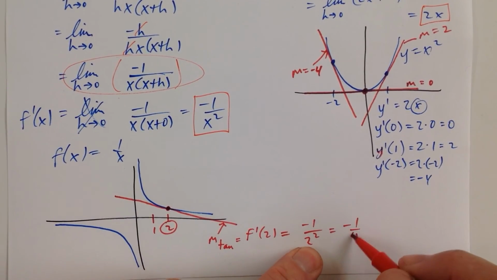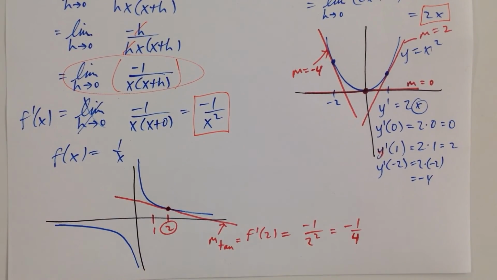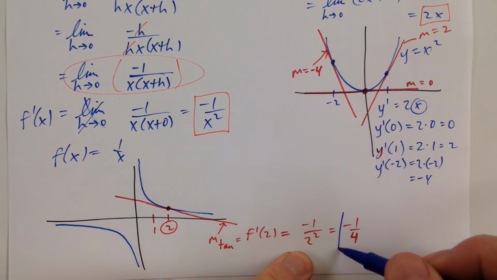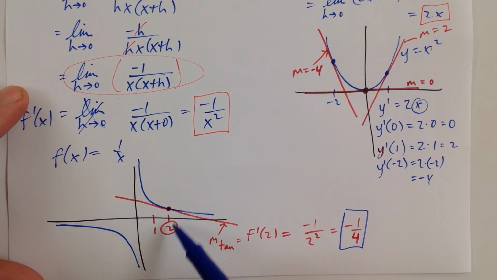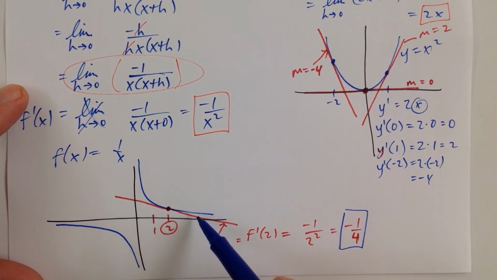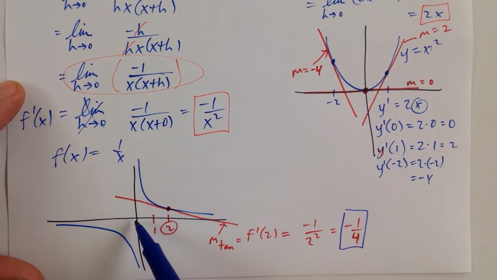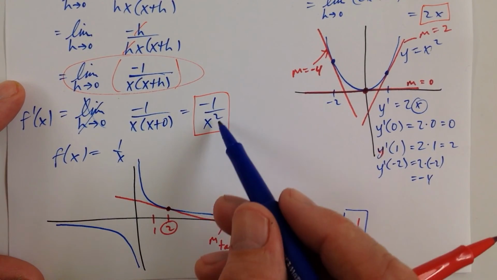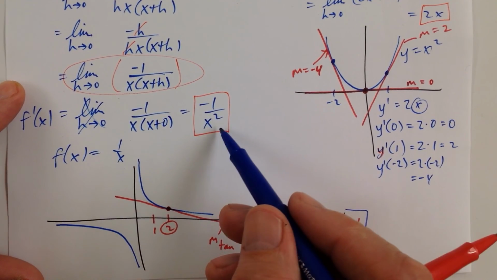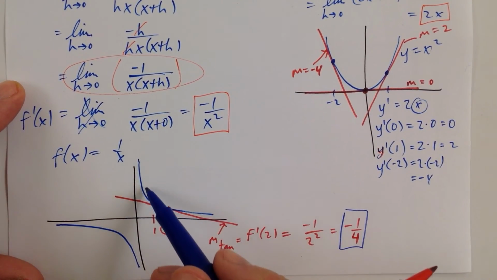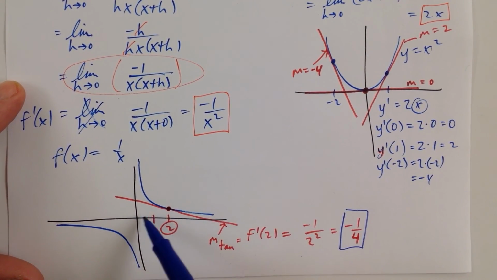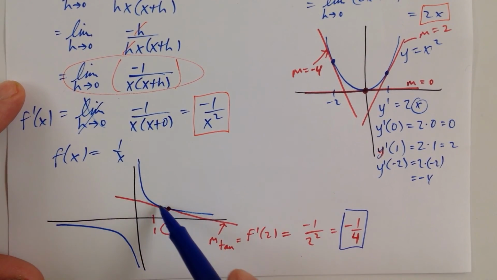So you get negative 1 over 4, and that's our slope of the tangent line when x is equal to 2. Okay, you can see that anywhere to the right of 0, as long as x is positive, the denominator is going to be positive, and you're going to get a negative slope. So everywhere along this curve, as x is positive, you get a negative slope of the tangent line. That's going to be really important later on.